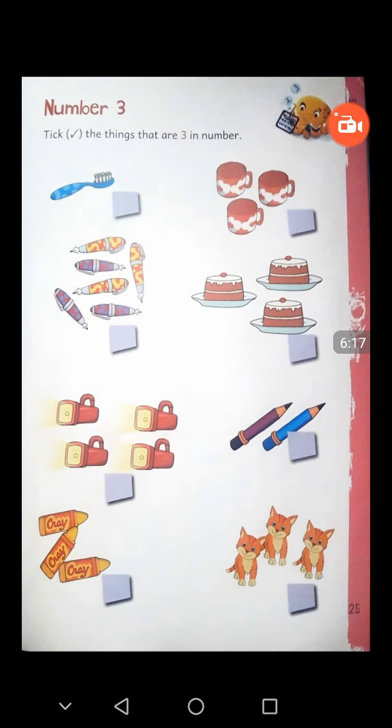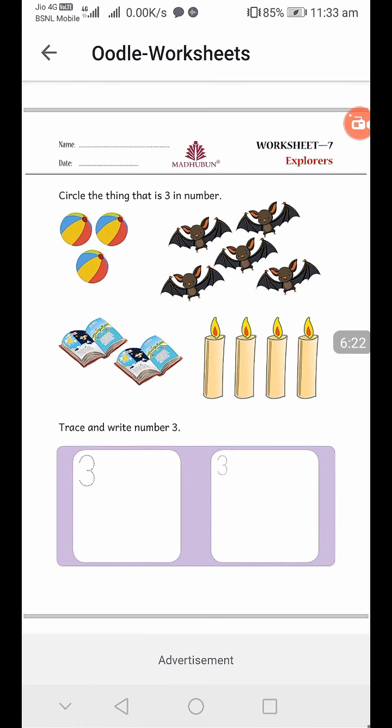Now students, move forward towards the worksheet, that is number 7. In this worksheet, you see various things like balls, candles, books and bags. Okay. And all these things are different in number, and you have to circle only those things that are 3 in number. Now after this, trace the number 3 and also write the number 3.